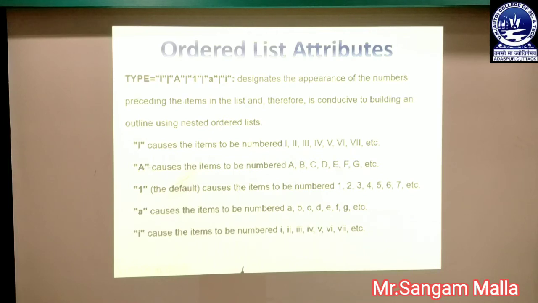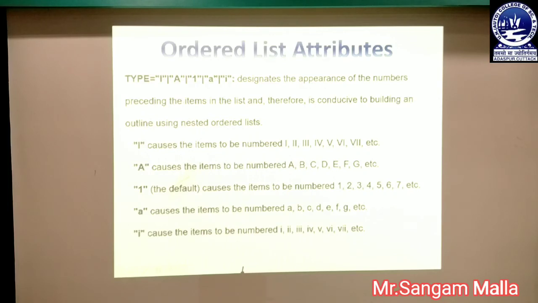Whenever we give capital A as the type attribute, all the items of the list will be numbered as capital A, capital B, capital C, in this format. Similarly, this is the default value, that is 1. If you are not giving any value to the type attribute, by default it will number the bullets from 1, that means 1, 2, 3, 4, which is the default value of the ordered list bullets.